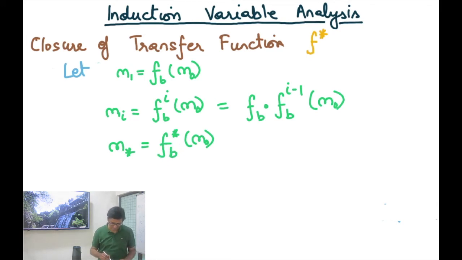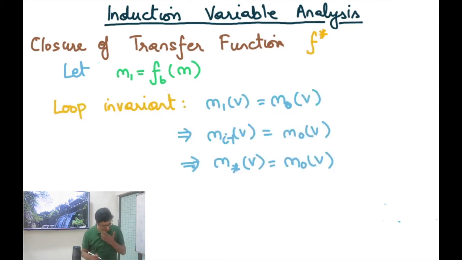All right. Notice that this star and this star, the closure star, are two different things. Here I'm using the star operator to represent the fact that this is an unknown number of iterations. Here I'm using the star to represent that this is a closure of the transfer function. This whole thing is the closure of a transfer function. This whole thing will be used to define the closure of the transfer function for an induction variable analysis. So what would the closure look like?